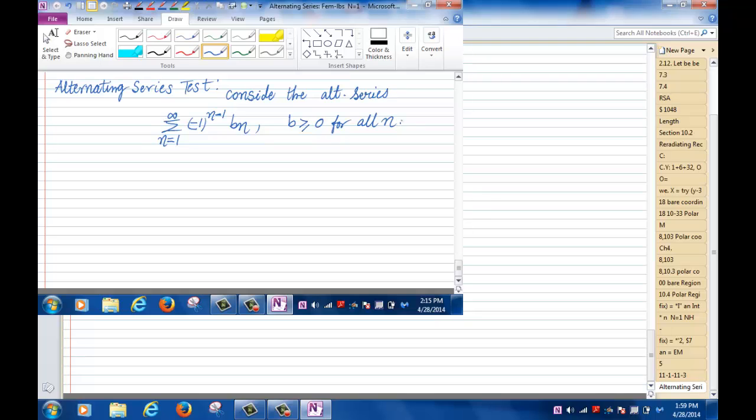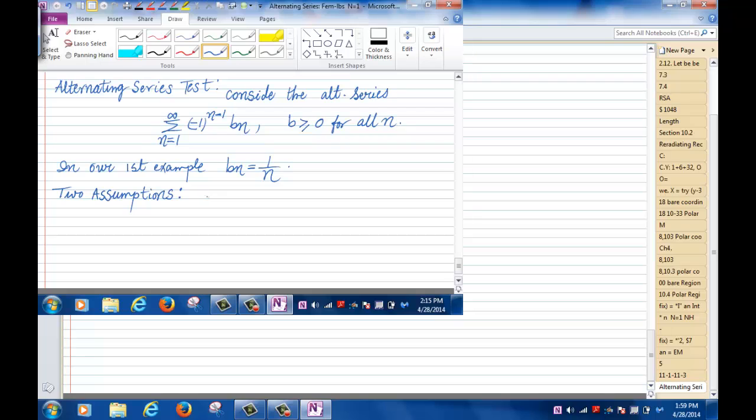So in my first example, what is b_n? In our first example, b_n was what? 1 over n, right? You guys understand what I'm saying? Okay. So I have an alternating series. Let's make two assumptions that I want to make about b_n.